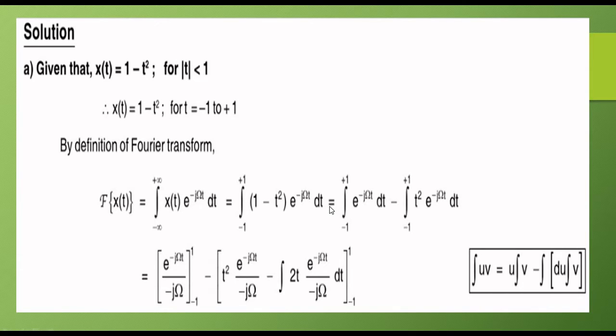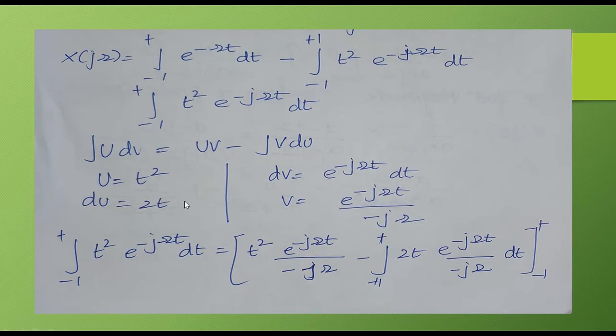So the next point is we will have to start with integration. Before starting with integration, let us split this sum. We will have the constant 1 in one particular integral and this t square in the next integral. So as you can see here, e power minus j omega t dt integrated between the limits minus 1 to plus 1, minus integral minus 1 to plus 1 t square e power minus j omega t dt. So this is how we are going to have it now.